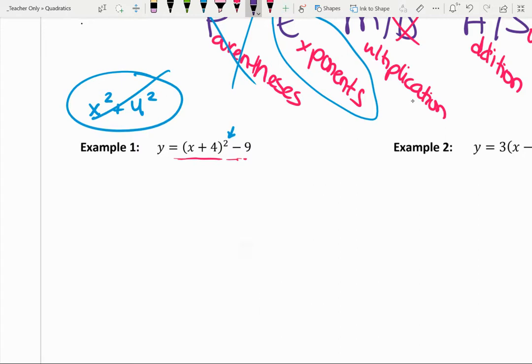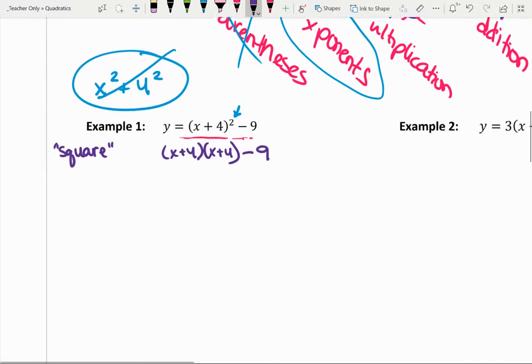So when we say squared, right, x plus 4 squared, we're really saying that that is x plus 4 times x plus 4. And we're going to see that that's not equal to x squared plus 4 squared. This minus 9 just kind of follows along for the ride, and that's okay. It is subtraction. We're going to deal with it at the very end.